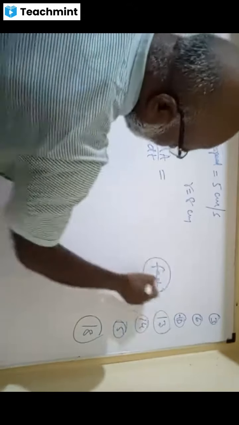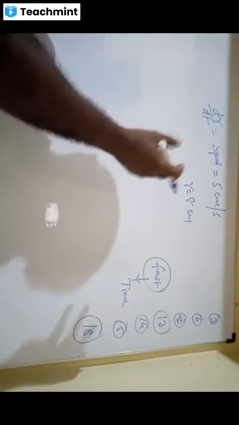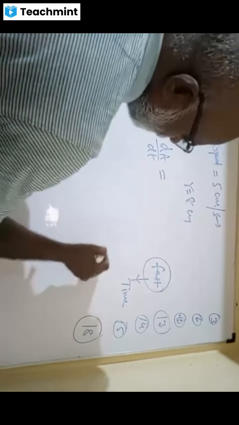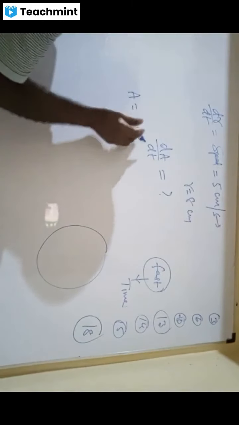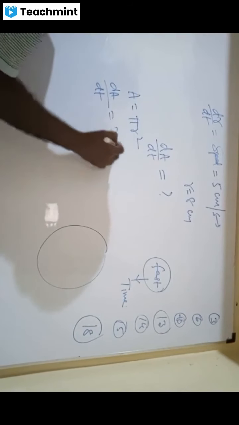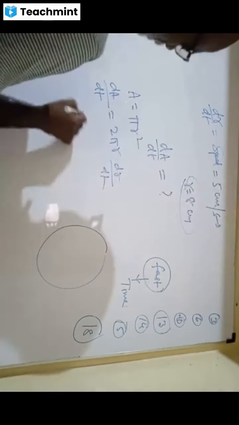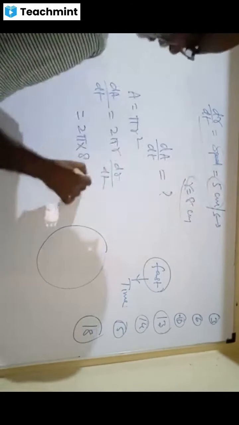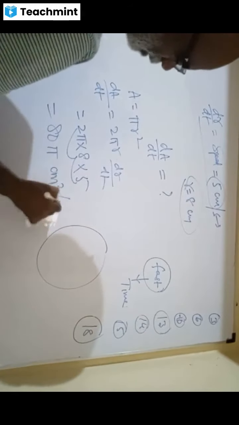Please note down this point: dA by dt, how fast, with respect to time. The waves are in the circular shape, therefore the area of the circular shape is nothing but pi r square. dA by dt is 2 pi r into dr by dt, dears. Simple. Here r equal to 8, not 10, and dr by dt is 5. So it is 2 pi into 8 into 5, that is 80 pi. The unit is centimeter square per second.